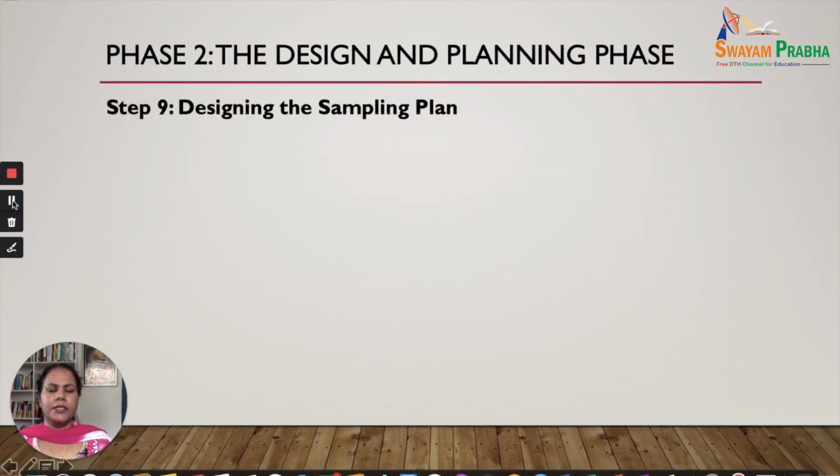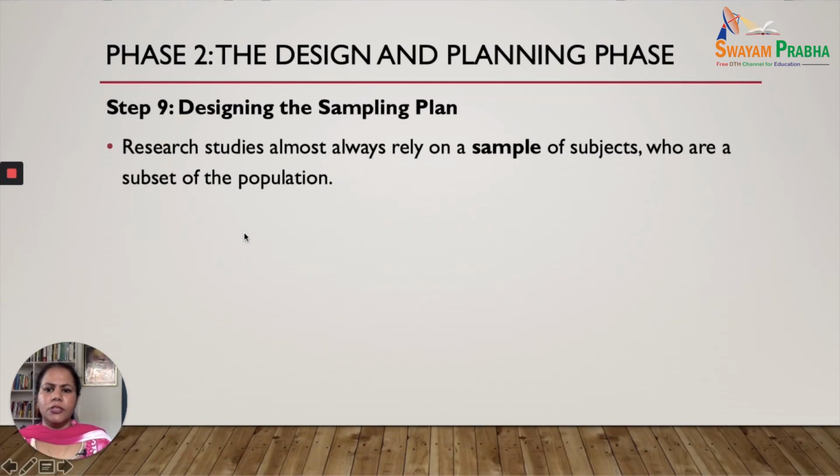Step 9 is designing the sampling plan. Now, researchers always rely upon a sample of subjects who are a subset of the population. Usually, it is not possible to conduct the study on the whole population. The example given in the last slide, where I talked about that our population can be registered nurses in India.